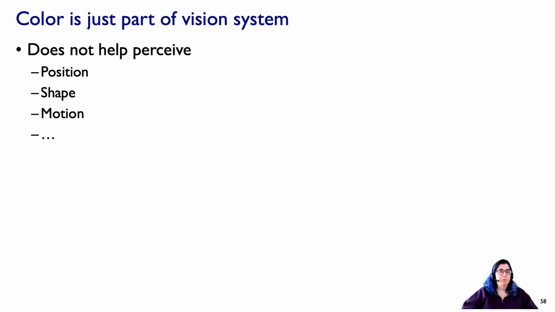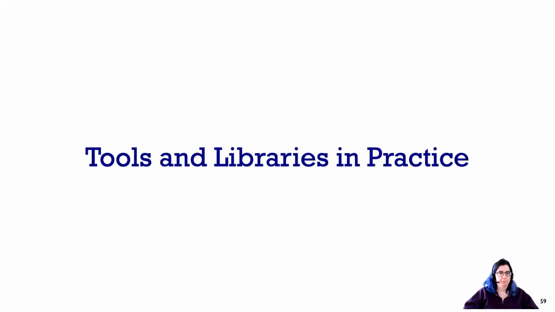And do remember that color is only one part of the visual system. It's very separable from position, from shape, although there is some linkage with size, as we talked about, from motion. So it is only one piece of the visual channel space. Remember that.